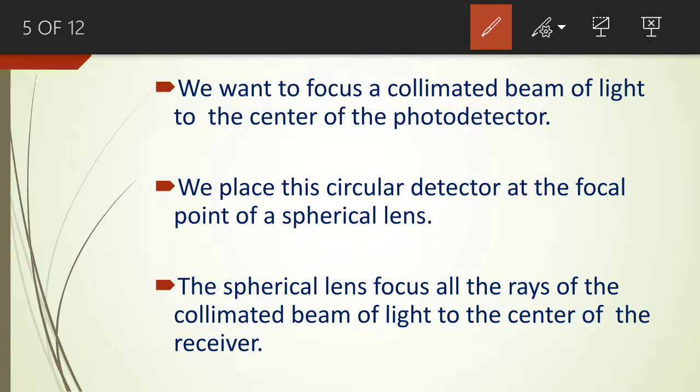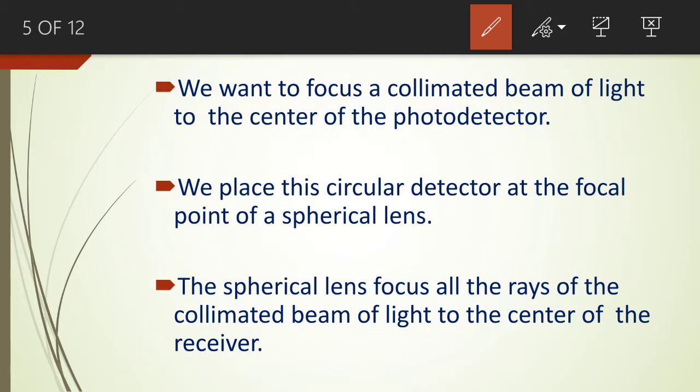So in order to focus all the rays of this collimated beam to the center of the photo detector, we place this circular photo detector at the focal point of the spherical lens. So we will have to place this photo detector at the focal point of the spherical lens. And the spherical lens focuses all the rays of the collimated beam of light to the center of the photo detector.